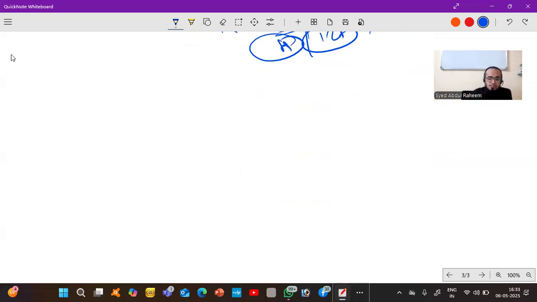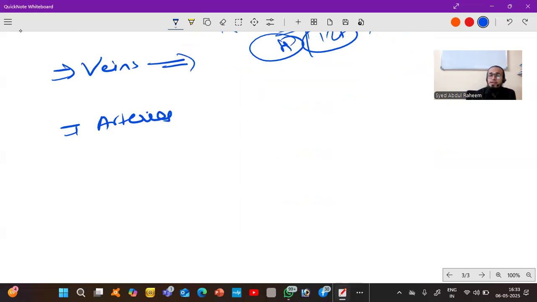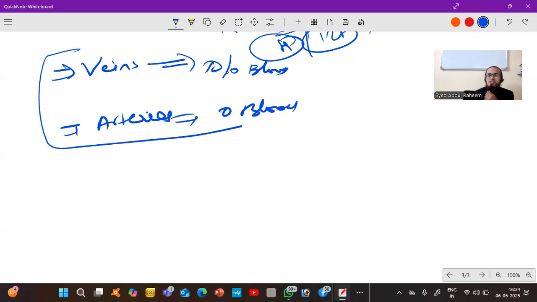And for vascular vessels, we have two types of vessels, veins and arteries. Veins bring deoxygenated blood, and arteries carry oxygenated blood. So these are the vascular vessels.